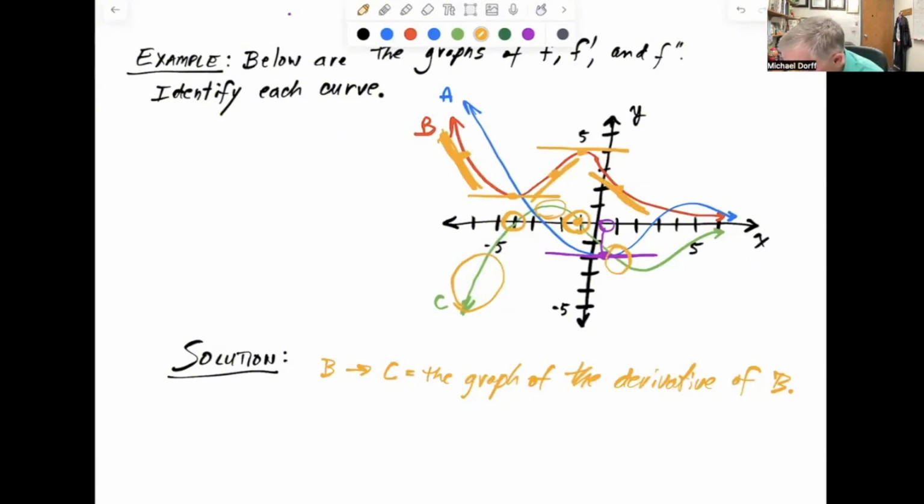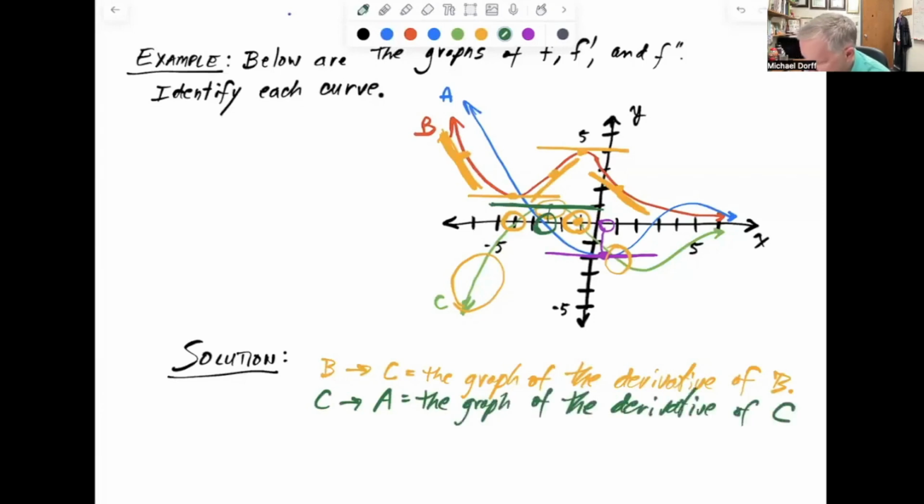Now let's look at C. If I take the graph of C here, where does it have valleys and hills? Well, right here at about -2.5, there is a hill. And if I draw the tangent line on the graph of C in this darker green here, that slope is 0. There should be a curve that crosses the x-axis there, and that is the blue line. So that suggests that A is going to be the graph of the derivative of C.